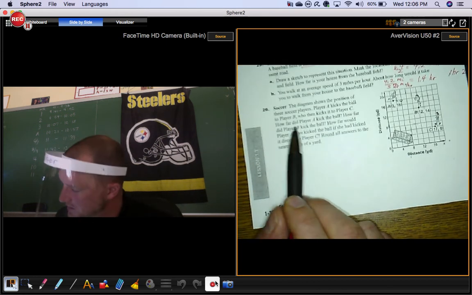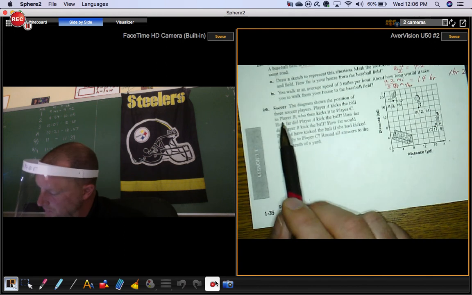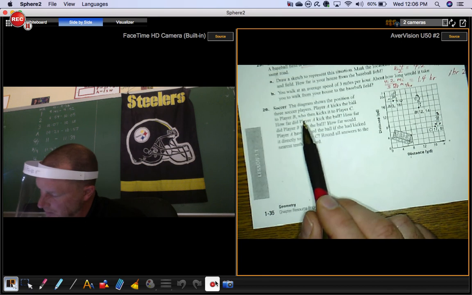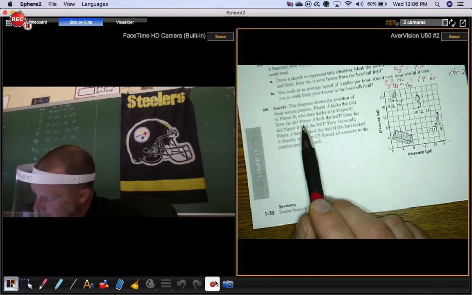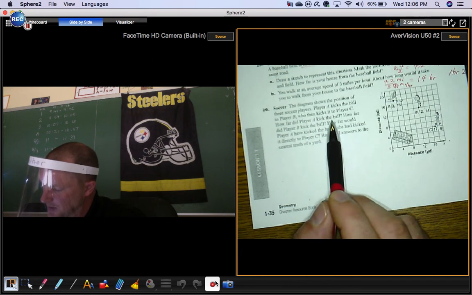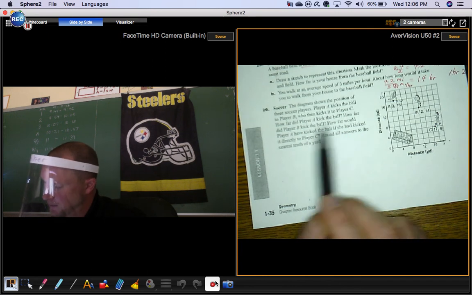For number 26, the diagram shows the position of 3 soccer players. We have an A, a B, and a C. Player A kicks the ball to player B. Player B kicks the ball to player C. How far did player A kick the ball? How far did player B kick the ball?